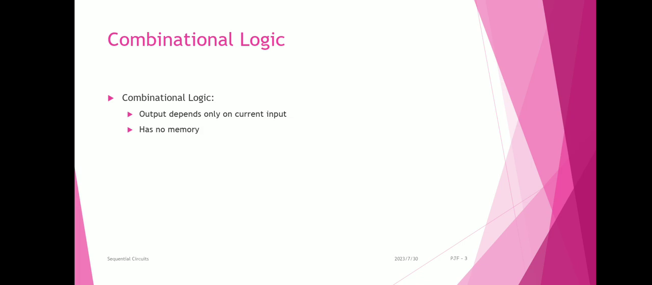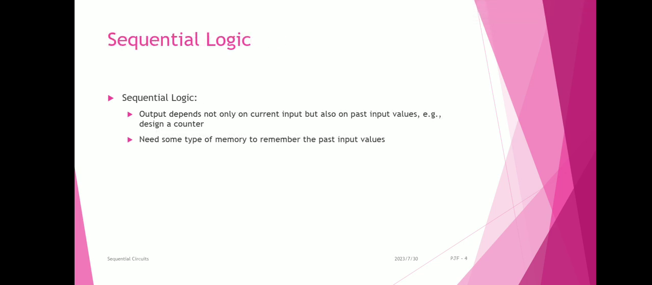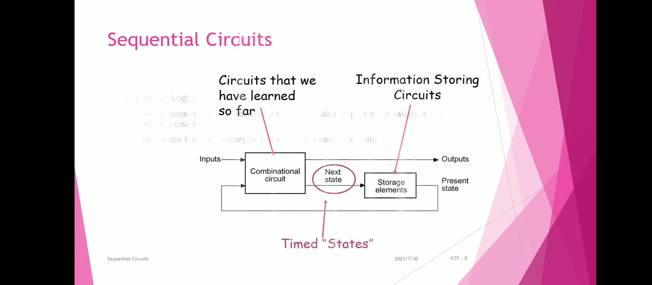Combinational logic circuits lack the capability of storing any previous events and are non-regenerative circuits. There is no feedback relationship between the output and the input, so the output depends only on the current input and has no memory. In sequential logic, the output depends not only on the input but also on past input values. To design a counter, you need some type of memory to remember the past input values.